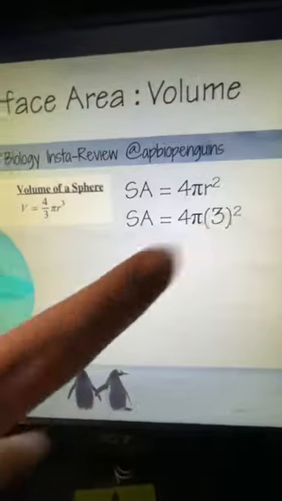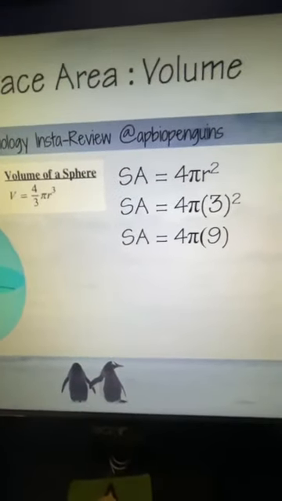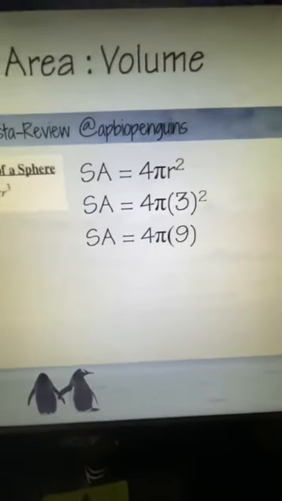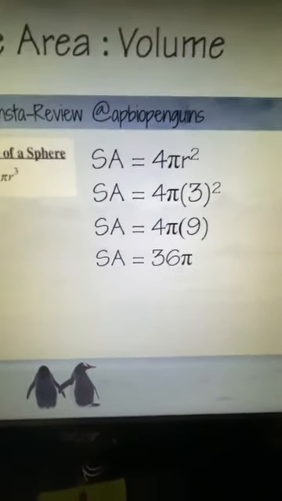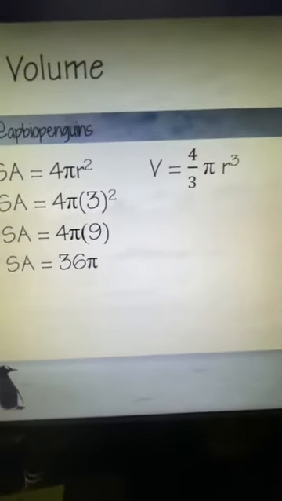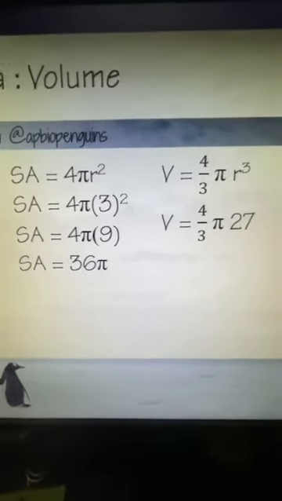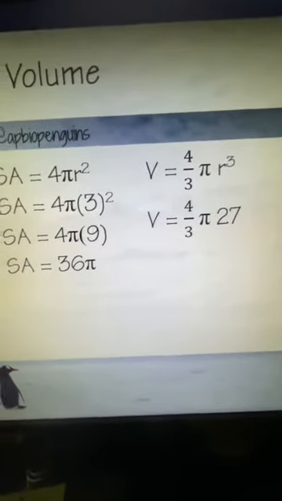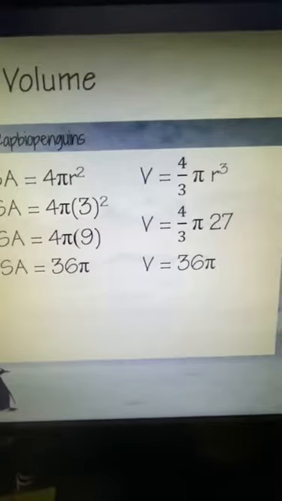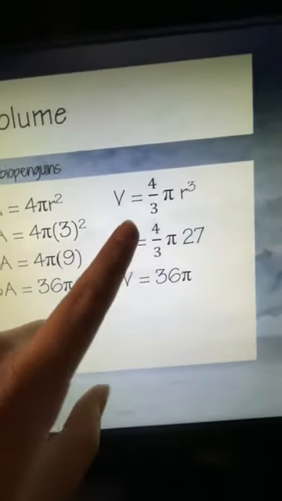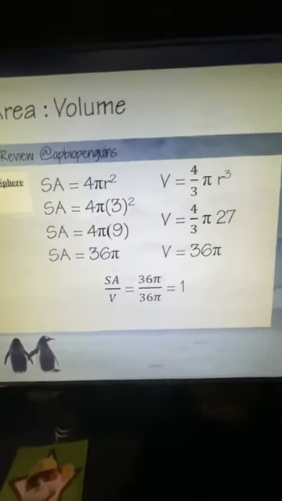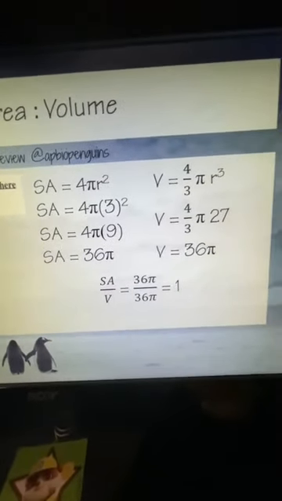We know that 3 squared is going to give you 9, so leave it as pi, and we have 4 times 9, which should give you 36. And then if we do our volume, of course, we have 4/3 pi r cubed. We sub in our 3. 3 cubed should be 27, and whenever you multiply 27 by 4 and then divide by 3, you get 36. So our surface area to volume ratio for this should be 36 pi over 36 pi, which just gives you 1.